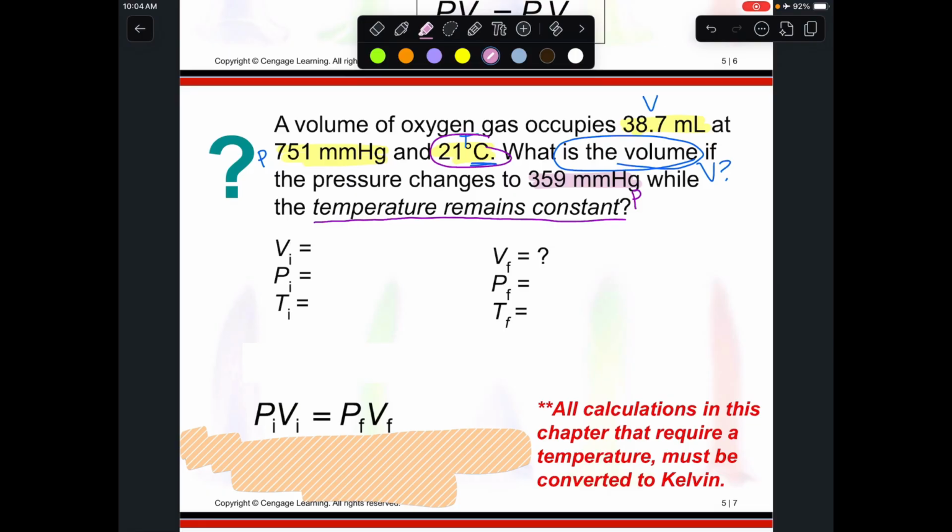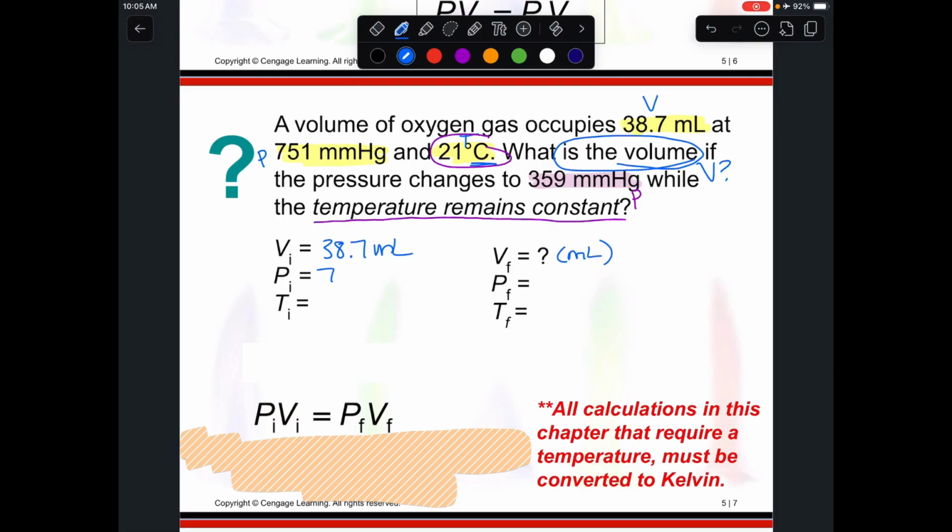Now also, when in doubt, go ahead and make yourself a chart of the variables. I'm going to go ahead and fill in this chart. So I have 38.7 milliliters. And units for volume don't matter in this as long as the units on the initial and the final are the same. So this is milliliters. This means this will end in milliliters when we solve for this.